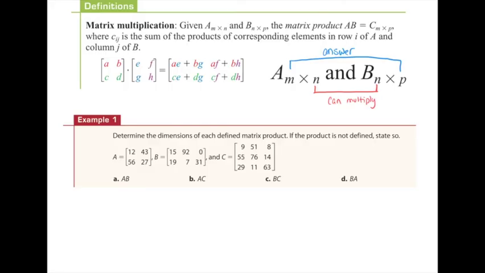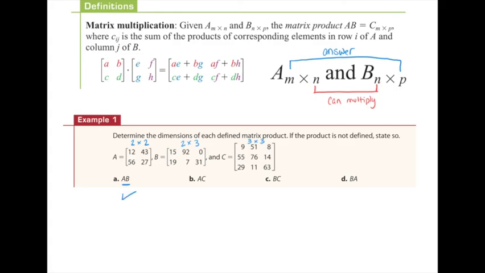So let's write out the dimensions. What are the dimensions of A? How many rows and how many columns? A is what? 2 rows. 2 by 2, all right? What about B? 2 by 3, all right? And then C is going to be 3 by 3, all right? So they just want to know, can you multiply them? Can you multiply AB? Well, the columns of A are 2. The rows of B are 2. Yes, you can multiply those.